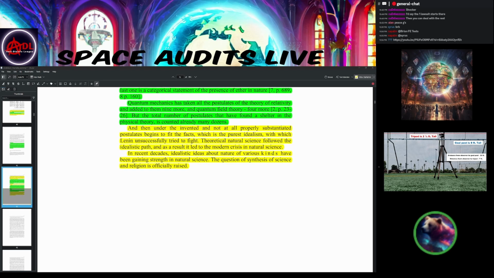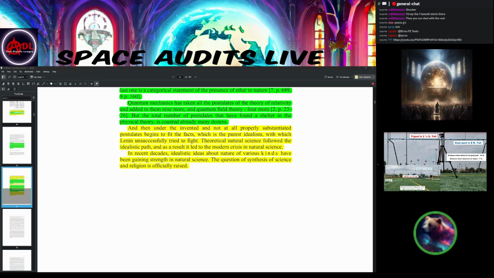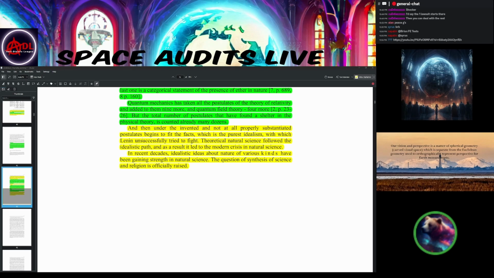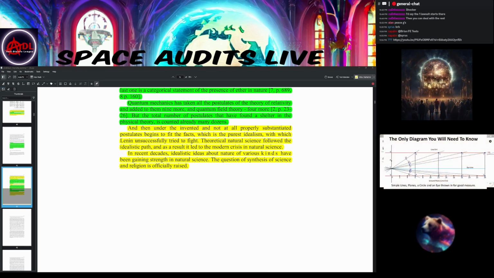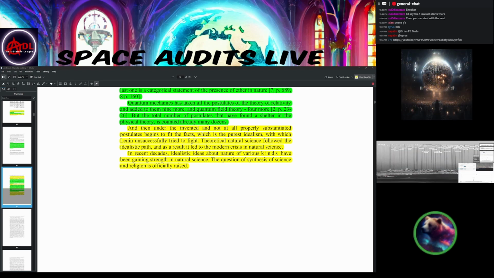And then under the invented and not at all properly substantiated postulates begin to fit the facts, which in its purest idealism Lenin successfully tried to fight. Theoretical natural science followed the idealistic path, and as a result, it led to the modern crisis in natural science.